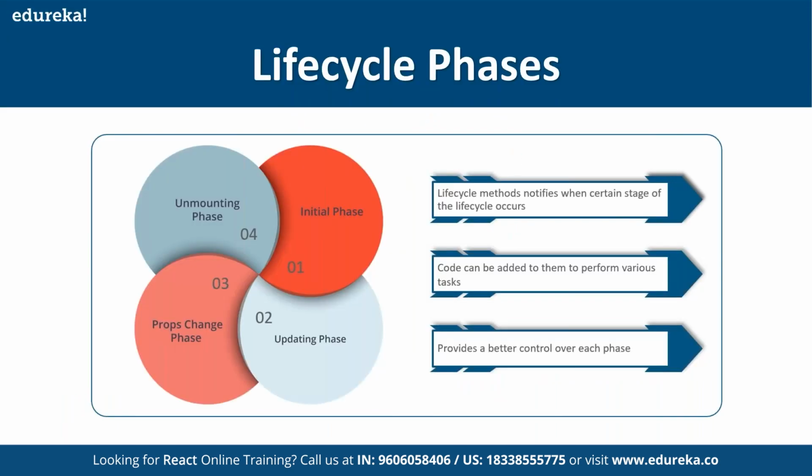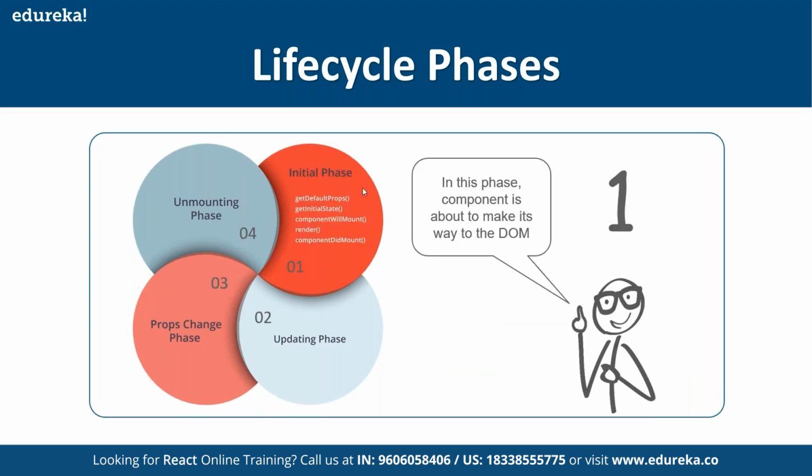happens. So there are 4 components of lifecycle phases. You have initial phase, you have updating phase, you have props change phase, and you have unmounting phase. Initial phase is the place where you're going to load the data to the DOM. So you have different options like say get default props, whatever is being default there. Initial state of the props, like say whether you're logged in or logged off.